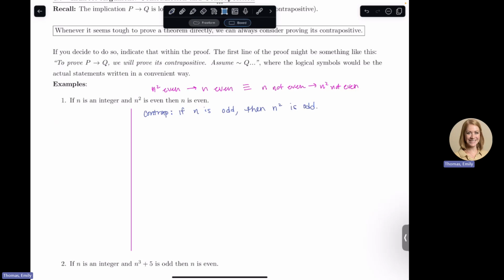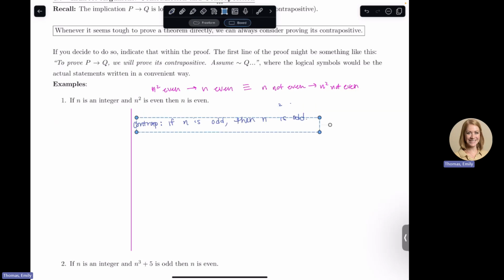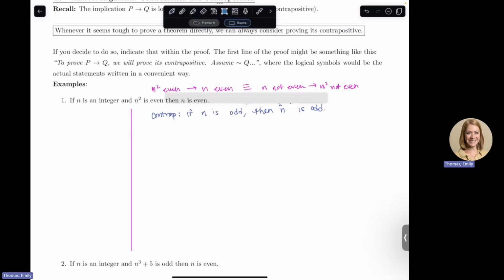I don't know that I need this here. We'll move this over. Oops, I lost half of it. Okay, whatever. Let's just get rid of it. I'll write it over here. Contrap: n odd implies that n squared is odd.